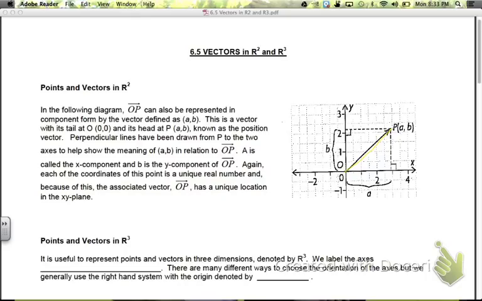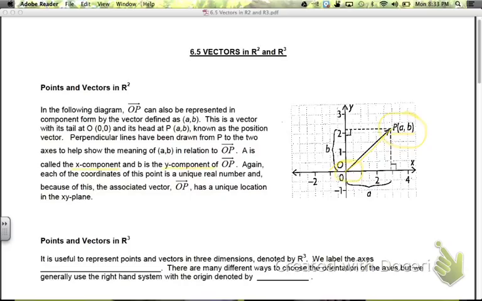defined as AB. This is a vector with its tail, so its tail is at 0, 0, and we're going to call its tip P, which is AB, known as the position vector. Perpendicular lines have been drawn from P to the two axes to help show the meaning of AB in relation to OP. A is called the X component, and B is called the Y component of OP.